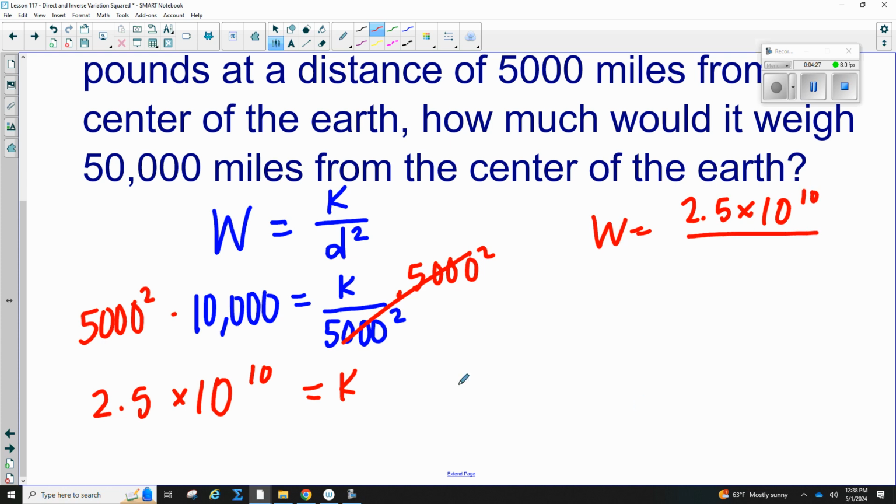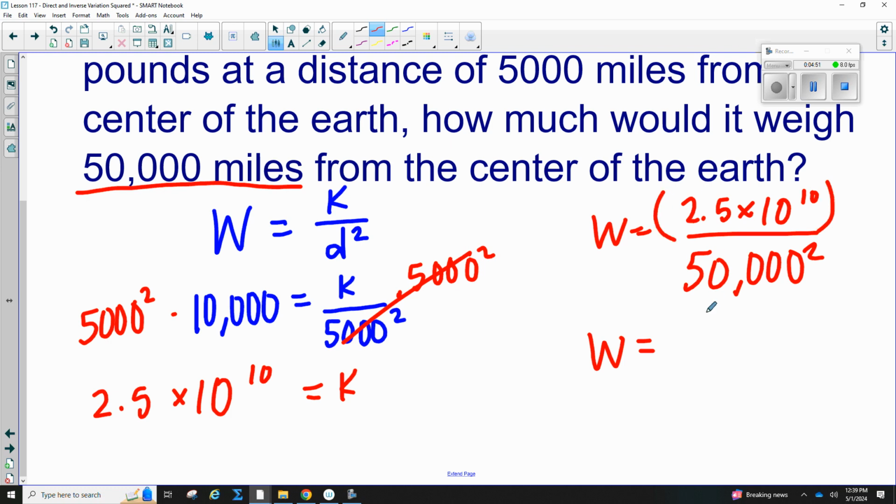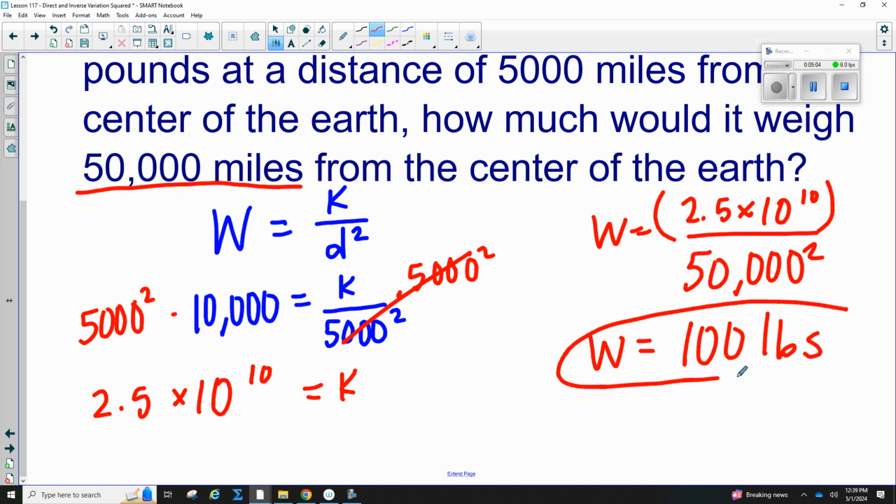And it asks another question. How much would the body weigh 50,000 miles from the center of the earth? So that's the distance. Be careful when you plug in this 50,000, you guys. You do have to square it, okay? And I would probably plug that into my calculator using my exponents and my scientific notation. Okay, when you plug it into your calculator, make sure you either have parentheses there or you do that fraction button that I taught you guys to do for all the unit multipliers, all right? And then you get 100 pounds for the weight.